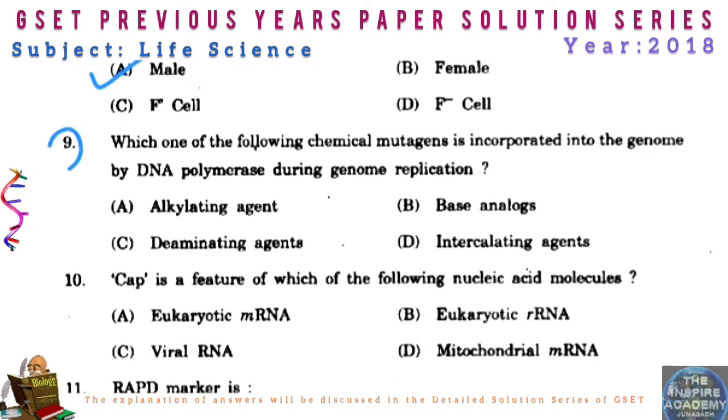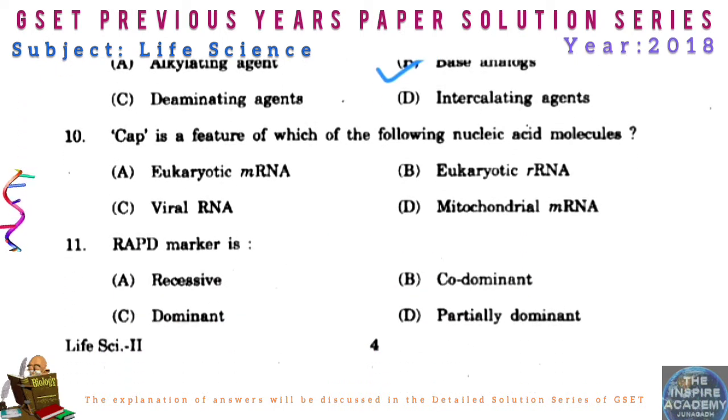Question number 9. Which one of the following chemical mutagens is incorporated into the genome by DNA polymerase during genome replication? The correct option is B, base analogues. Question number 10. Cap is a feature of which of the following nucleic acid molecules? The correct option is A, eukaryotic mRNA.